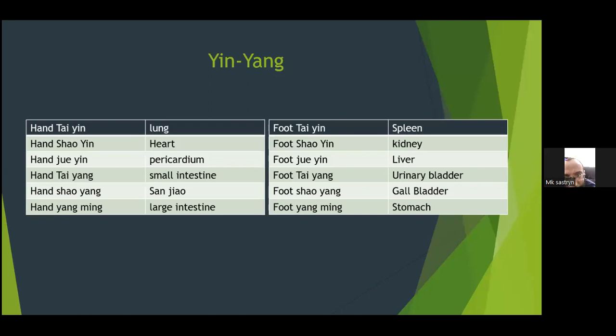Hand tai yang, small intestine balances urinary bladder. Clear? Sanjiao balances what? Shao yang balances shao yang. Hand shao yang, foot shao yang. Hand yang ming, foot yang ming. You understand? Yes. Yin balances yang. I told you the day before yesterday how the five elements help you to understand the yin and yang balance method. You understood?